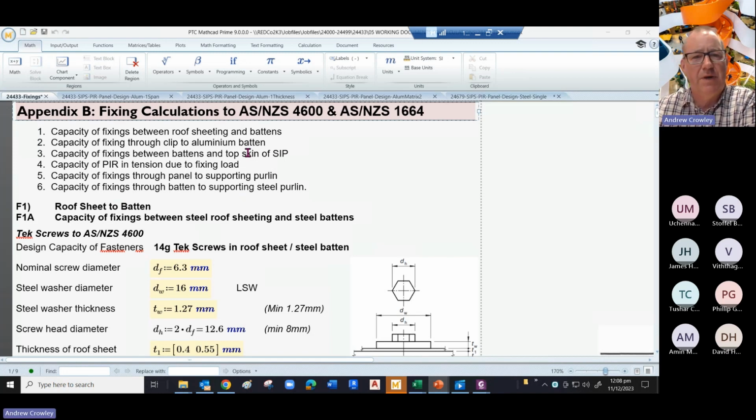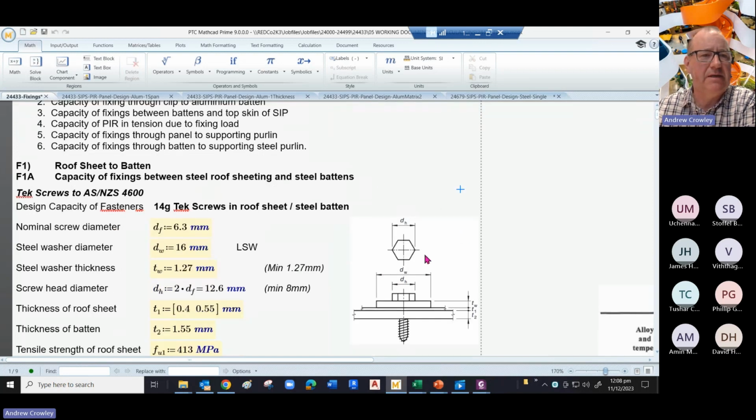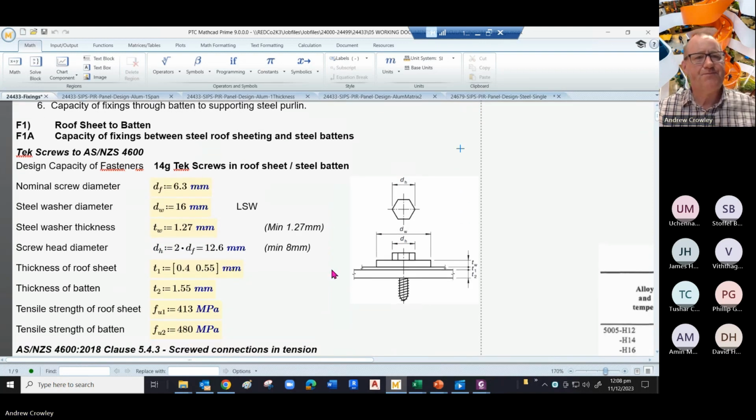And I should perhaps have told you that this SIP is a bit unusual in that it's got an aluminium skin at the top and it's got a steel skin at the bottom, which makes it asymmetric. We then look at the tension capacity of the PIR, and then the fixings through to the supporting purlin, and then perhaps through a batten to the supporting purlin. It's a slight difference between the two. So you'll have seen these calculations before.